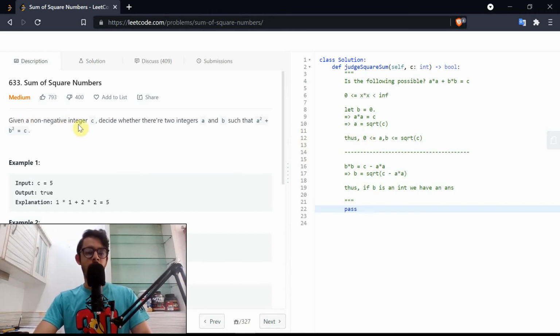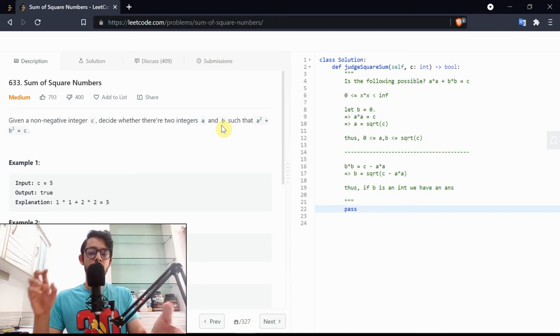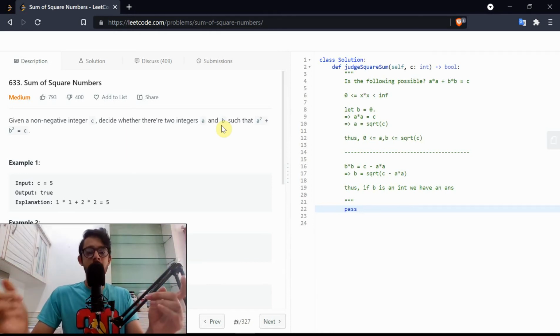You're given a non-negative integer c and you have to decide, basically true or false, whether there are two integers a and b, integers being positive, negative or 0, such that a squared plus b squared equals c. So a and b are two variables in your hand and you have to find any possible combination of a and b such that a squared plus b squared is c.